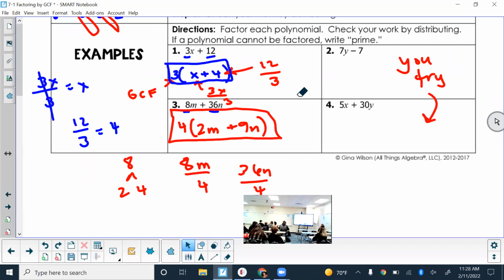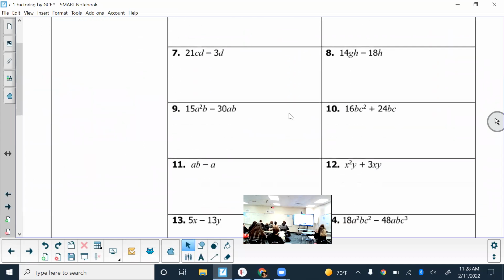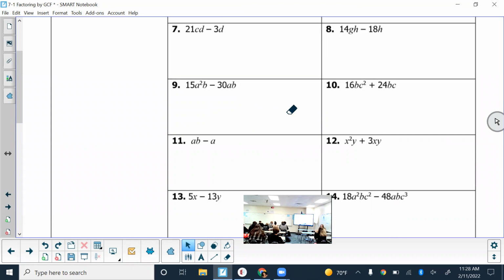So on the back side, let's look at number 7 together. All right, our coefficients are 21 and 3. Look there first. Always look at the smaller number, see if that can be your GCF. So does 3 divide into 21 evenly? Yes, so no factor tree needed there.